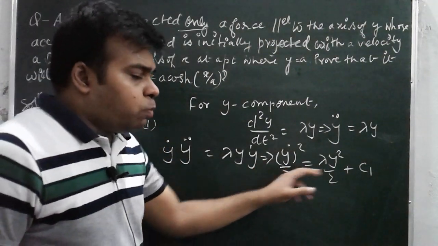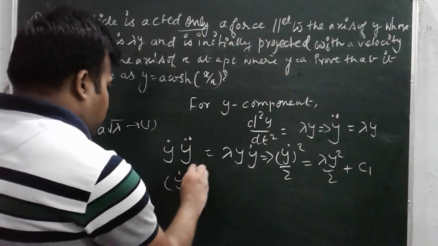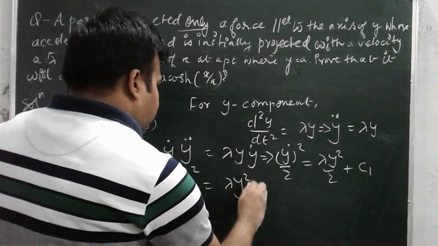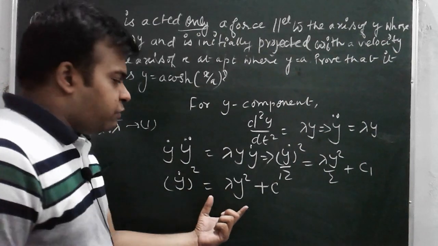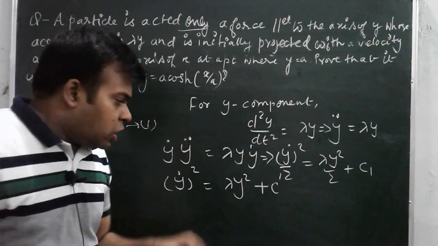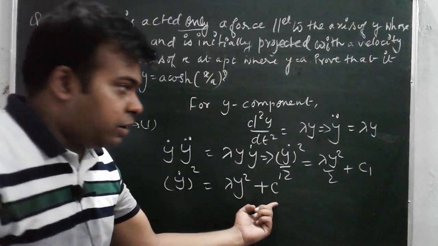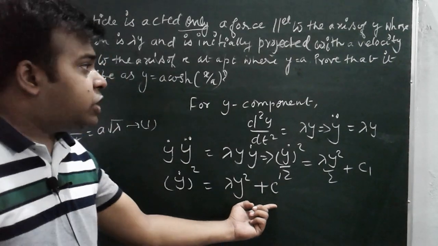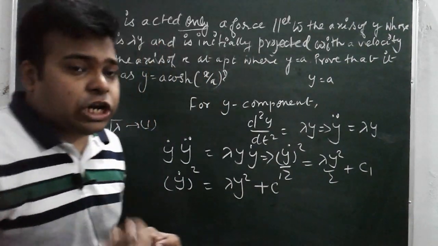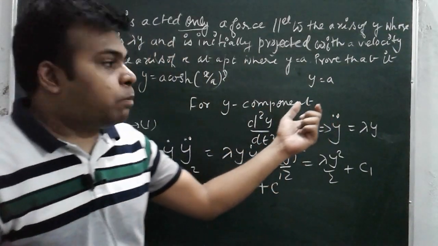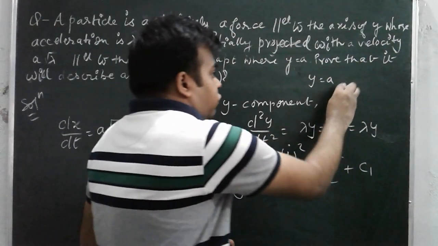If we multiply both sides by 2, we get y dot whole square equals lambda y square plus c dash. So this is the expression we are expecting. Now we apply a boundary condition to get the value of this constant. The applicable boundary condition is at y equals a. I have told you initially that this is the starting point for both the components. For y equals a, what will be the velocity? Its velocity will be 0.